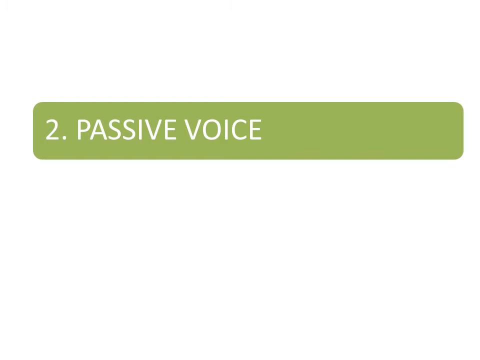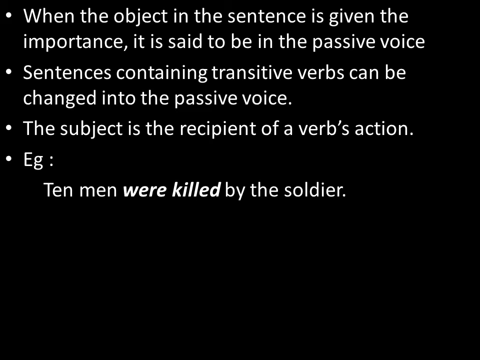Number 2, passive voice. Let's understand about passive voice. When the object in the sentence is given the importance, it is said to be in the passive voice. So, what do we give importance? For object. Sentences containing transitive verbs can be changed into the passive voice. The subject is the recipient of a verb's action. For example, 10 men were killed by the soldier.